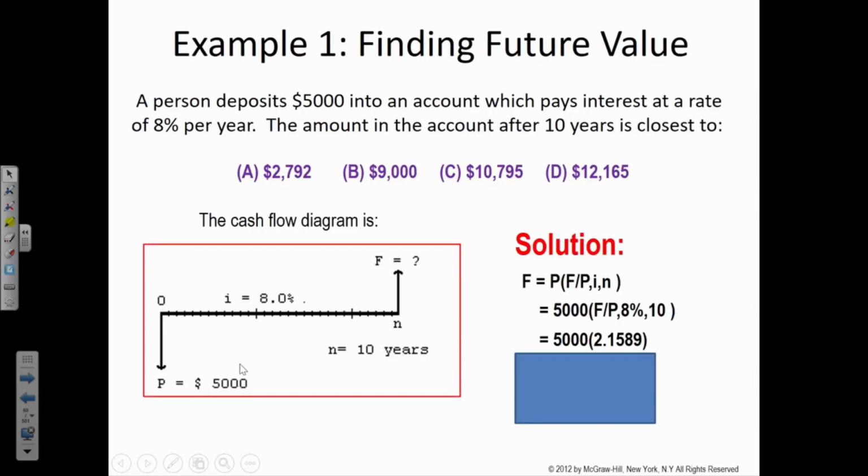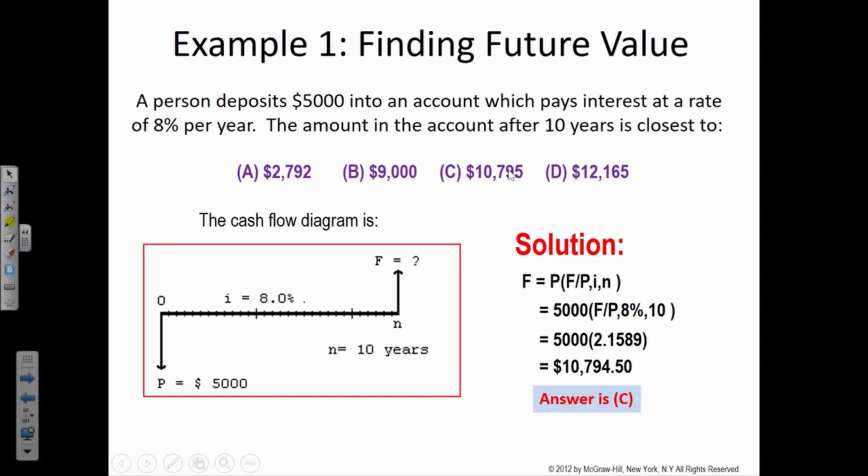So here in the solution, you can see we have 5,000 times what's in the brackets there. And we could substitute the number 2.1589 for what's in the brackets, because remember, we think of what's in the brackets as a ratio. It's the ratio of future to present. So if we multiply that ratio by the present, then it gives us the future. It's just kind of an algebraic manipulation there. And so that amount is $10,795 after 10 years. Okay?